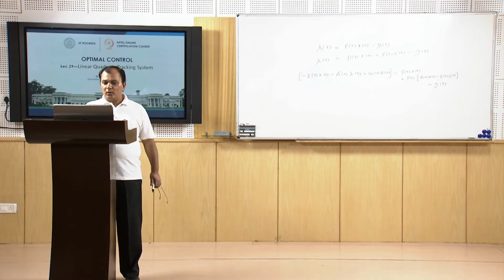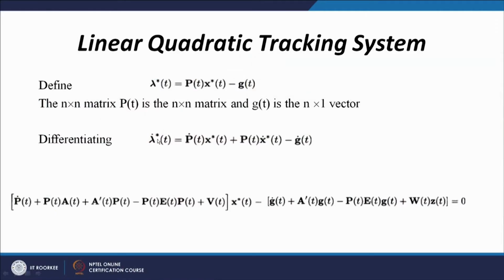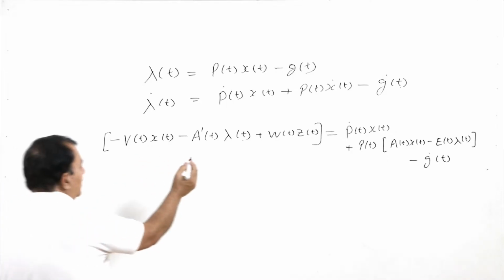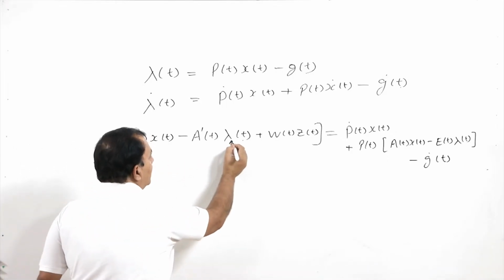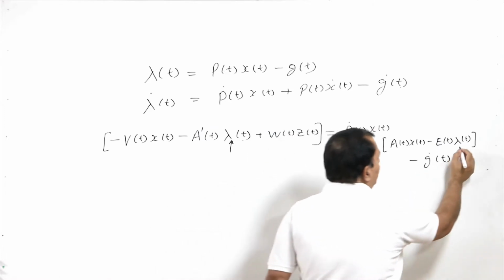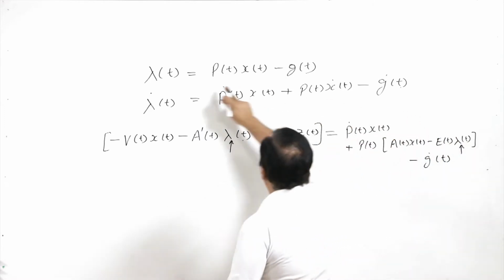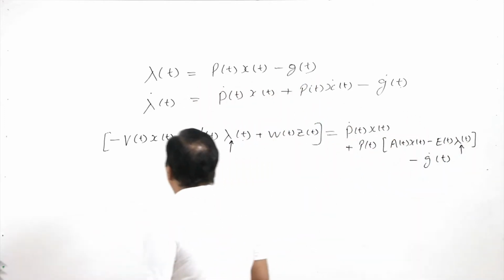So, in this equation, lambda dot t is p dot t x t plus p t x dot t minus g dot t. We are writing lambda dot and x dot, and lambda t is p t x t minus g t. So in this equation I will replace this lambda, and I substitute it as p t x t minus g t.